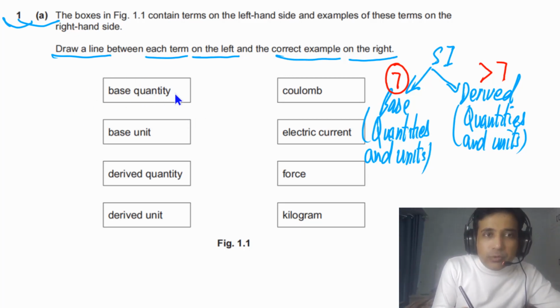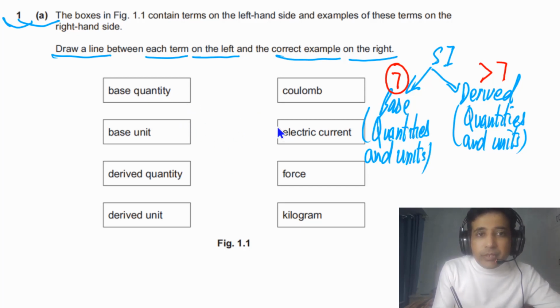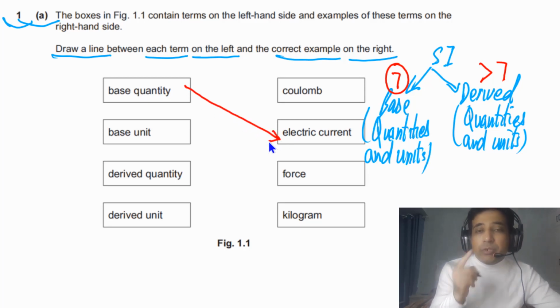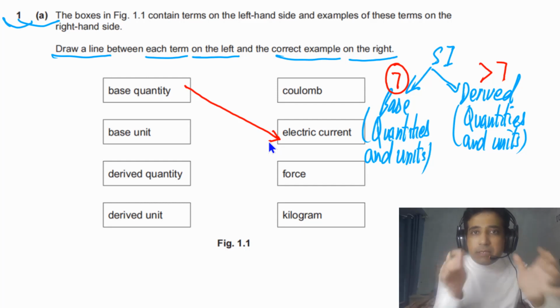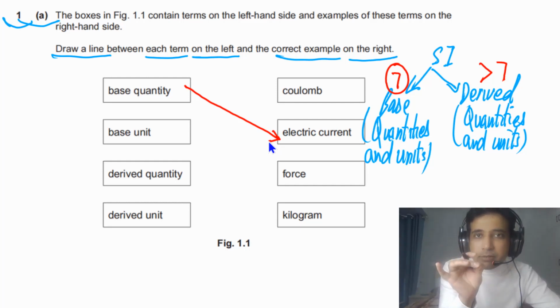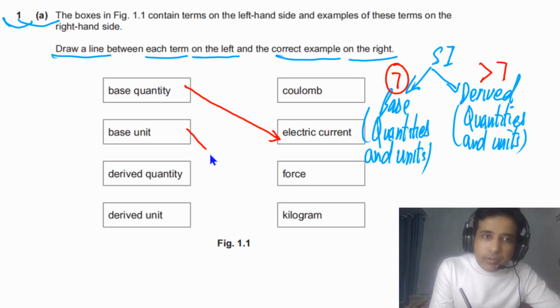First is asking you about base quantity. The base quantity is electric current. Because in the 7 base quantities, electric current is one of them. So this is the base quantity. The next one is asking us about base unit. kg is a base unit. So this one is the base unit.